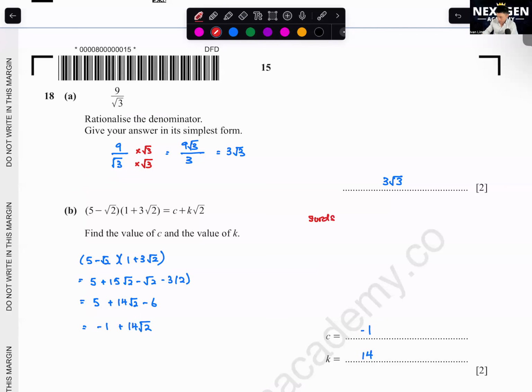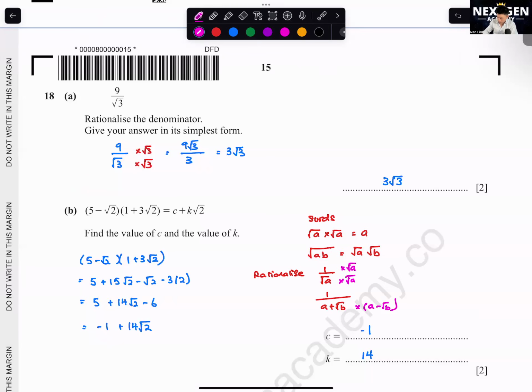Okay, so for surds, what do we need to know? There are a few things. Number 1, we need to know root a times root a equals a. Number 2, root ab we can always split up into root a times root b. When do we split it up? You need to find a square factor. Then on rationalizing, 1 over root a, you multiply by root a over root a. Then the other one is 1 over a plus root b. You multiply by the conjugate, a minus root b over a minus root b. Just remember these few.